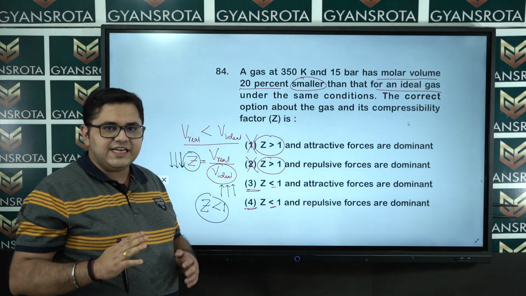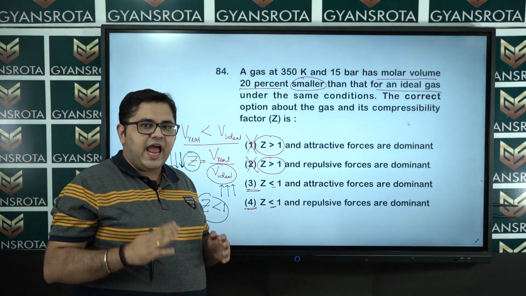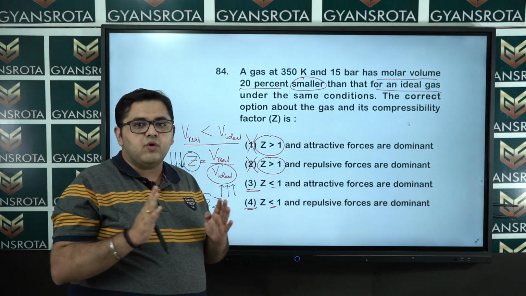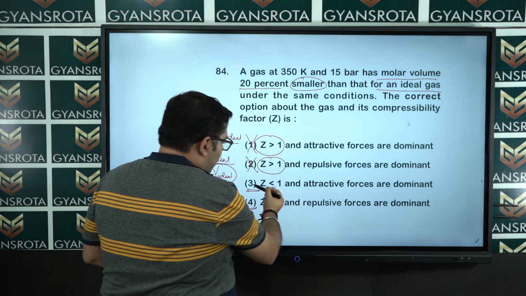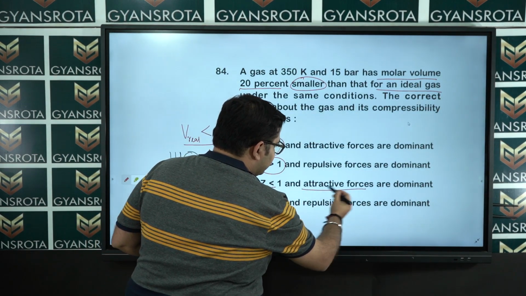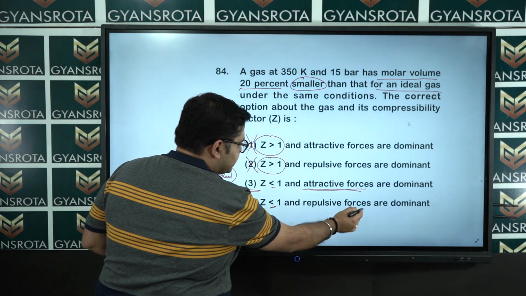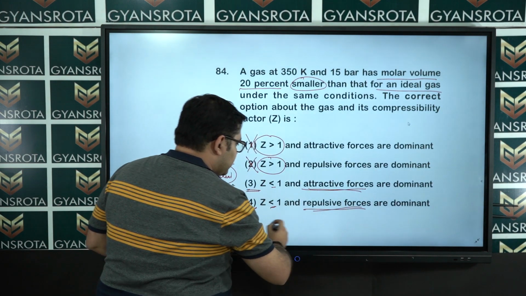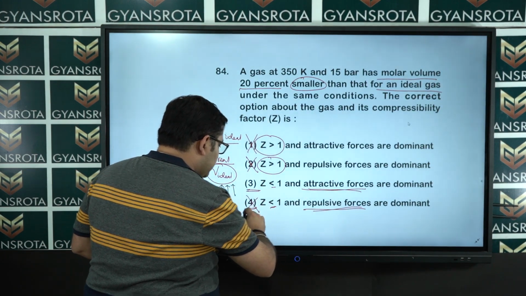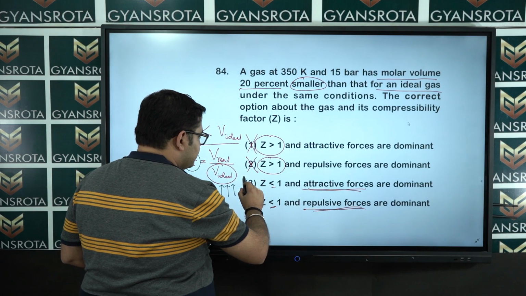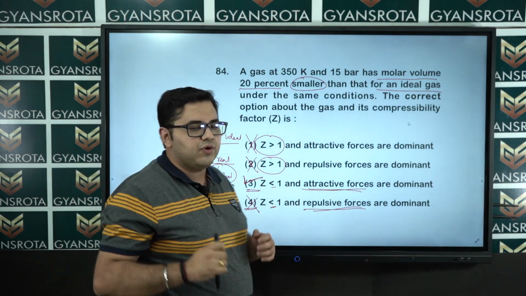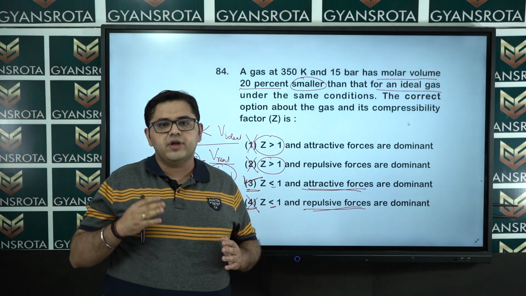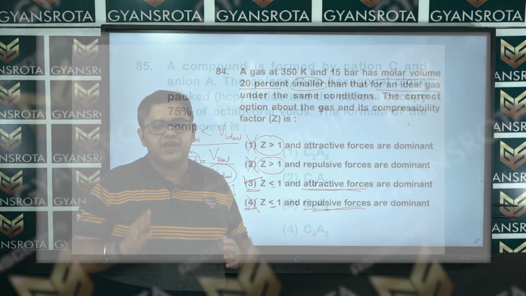Now, when Z less than 1 happens, the attractive force is dominant over the repulsive force. Now, you see the options, in option 3 it is written as attractive force, whereas in option 4 it is written as repulsive force. So, repulsive force is not dominant. So, we are left with only one option, that is option number 3, and this is the correct answer of question number 84. Now, we are moving to the next question, that is question number 85.